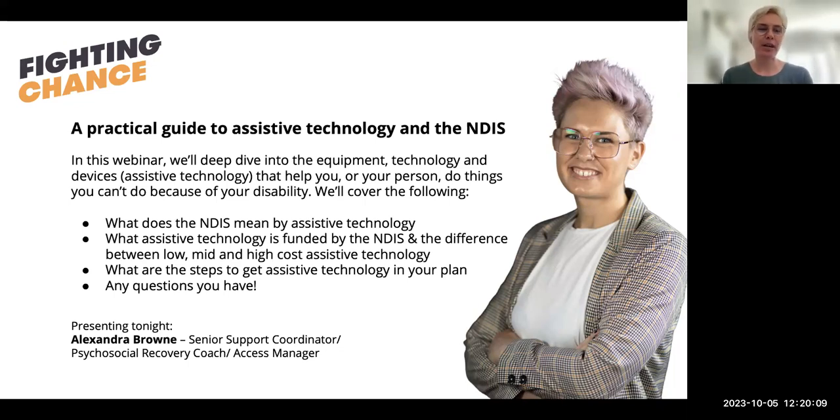So in today's webinar, we're going to look at what the NDIS mean by assistive tech, and we're going to look at the differences between low, mid, and high cost assistive technology, because mid cost is a new one, so it can be a little bit confusing. And then we're going to look a bit at the steps of how to get assistive technology, and if you have assistive technology and you need it replaced or repaired, what does that look like? And then we've got a few questions at the end.